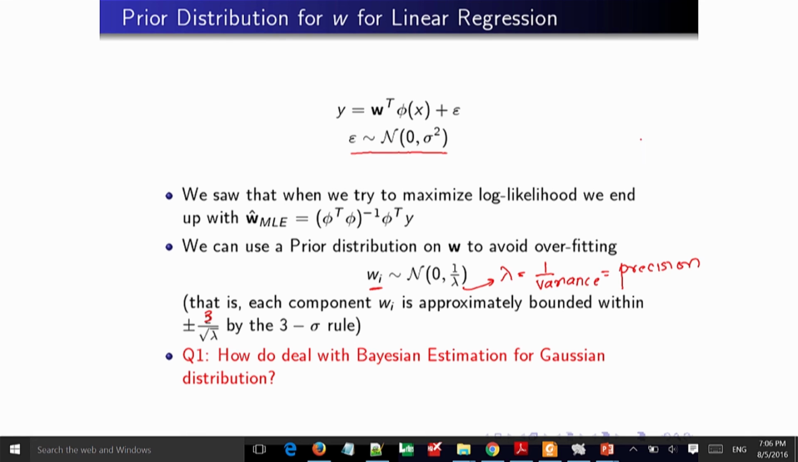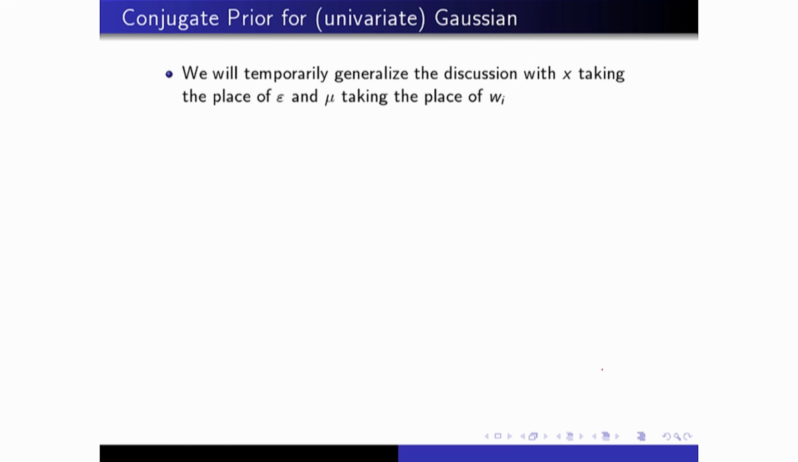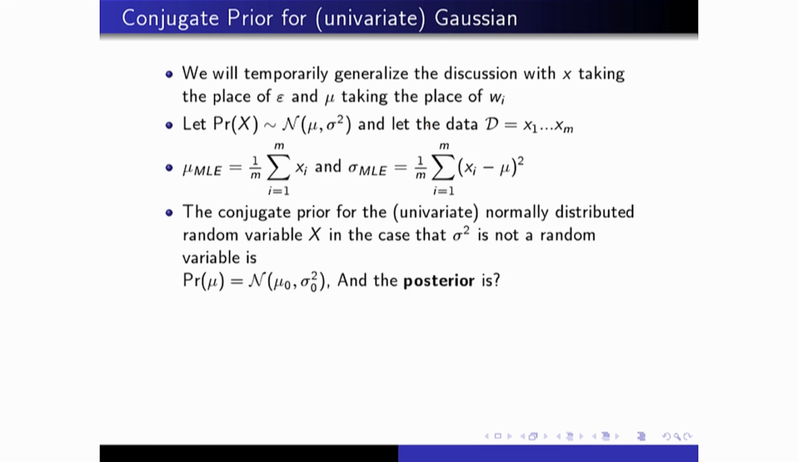So we'll benefit from considering a simpler version of the Gaussians. We have multiple wi's here. Let's try and deal with a single wi. So we'll illustrate on a single Gaussian and then move on to the case of multiple wi's or the multivariate case. So we'll temporarily generalize the discussion with x taking the value of epsilon and mu taking the value of wi. This is roughly speaking.